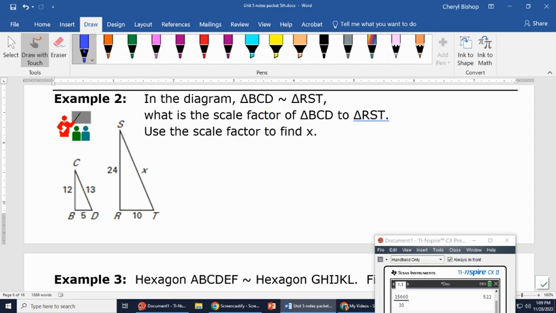What part is going to correspond to BC? RS. What part is going to correspond to CD? ST. What part is going to correspond to BD? RT. These will all reduce, since they told me these are similar, these will reduce to the scale factor.